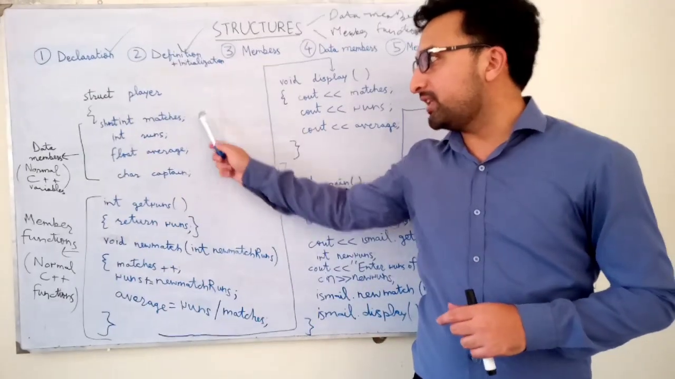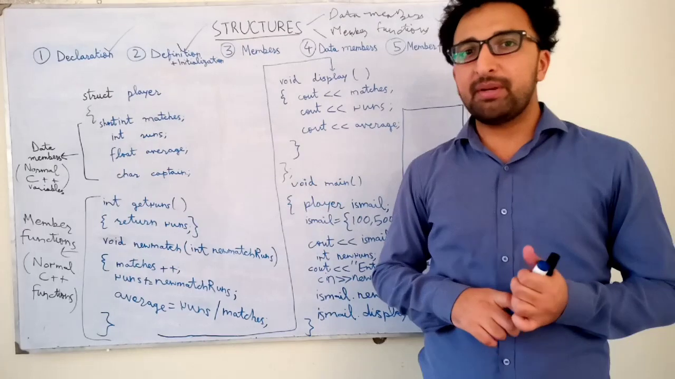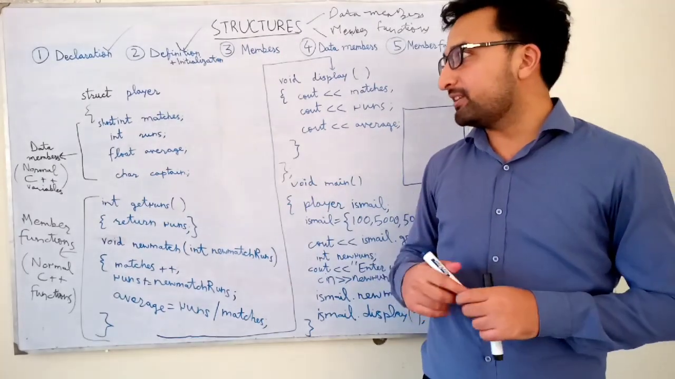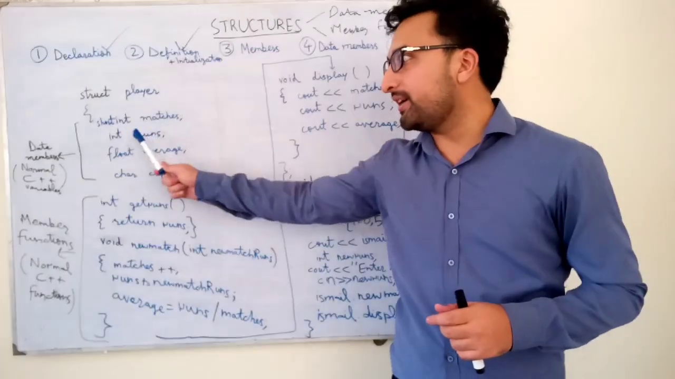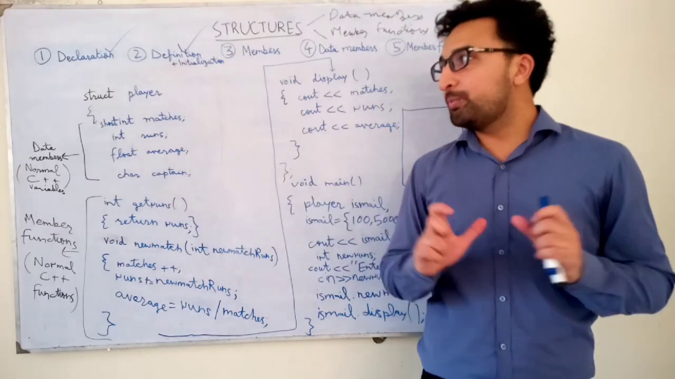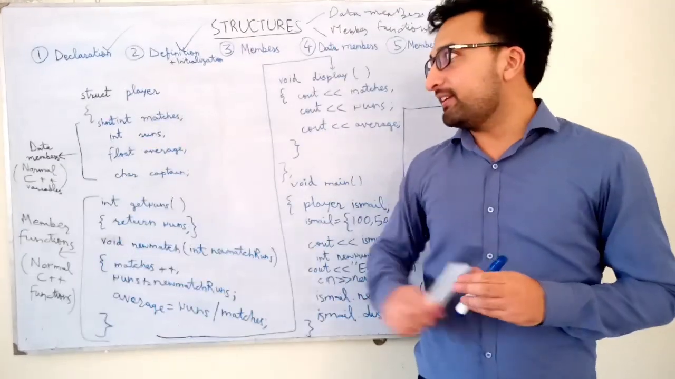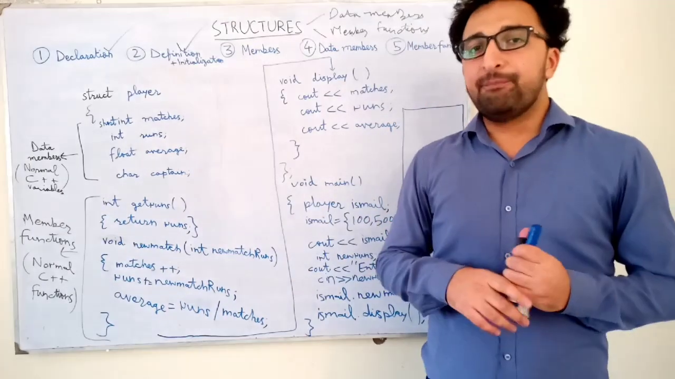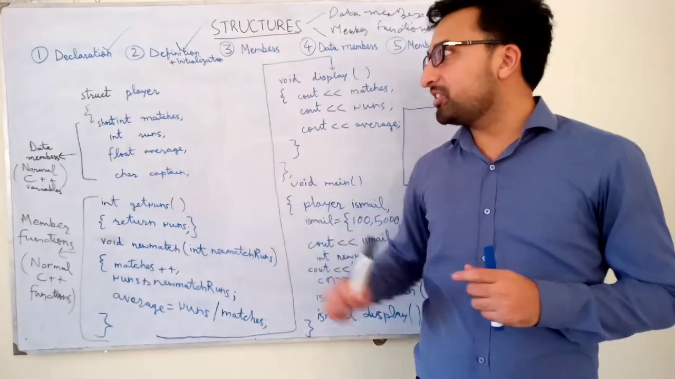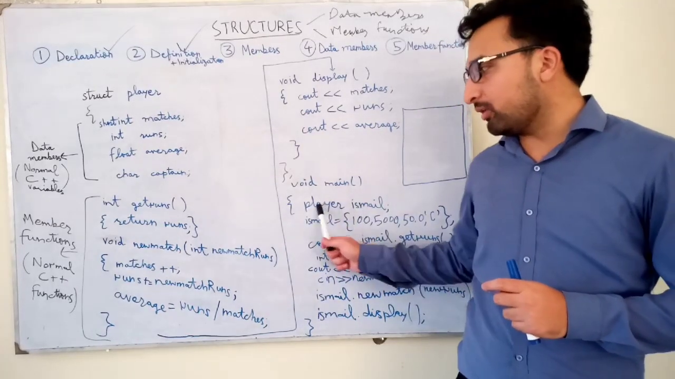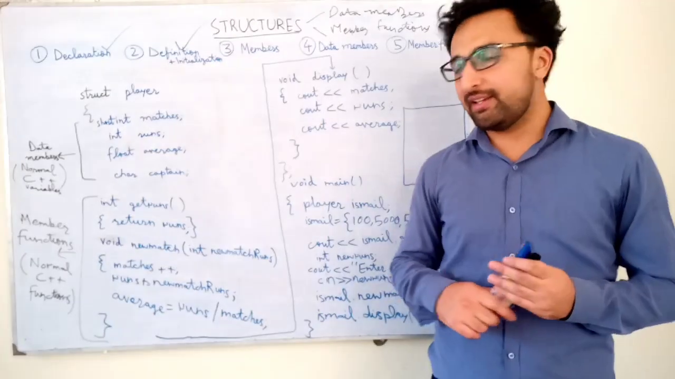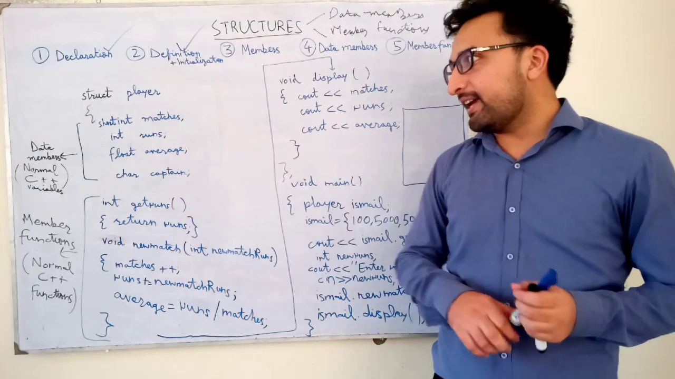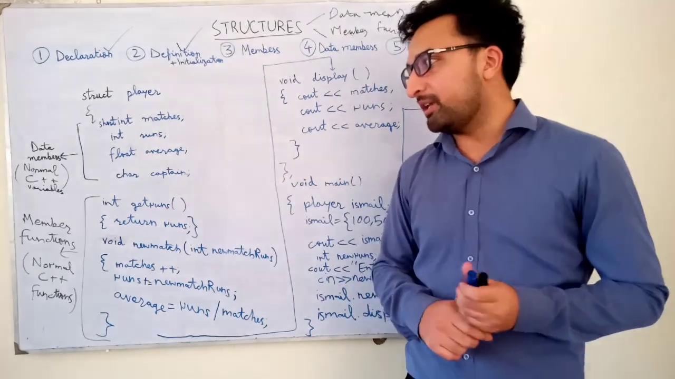It comprises data members that are very simple variables of type short int, int, float, character, grouped under the single name, the structure player, and these can be accessed through the instance of that particular structure, that is Ismail in this case, and these variables can be accessed and manipulated.